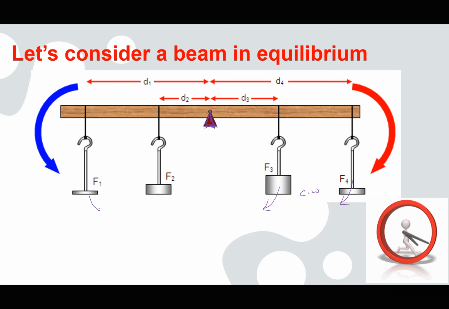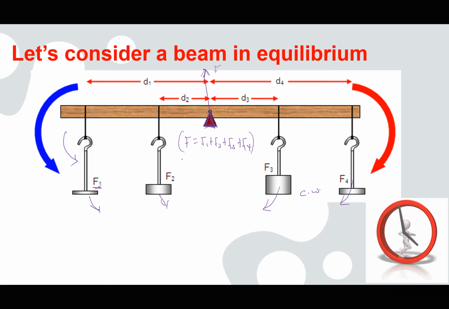And F1 is going to pull the beam in this direction. F2 is going to pull the beam in that direction. These are going to cause what we call anticlockwise moments. If the beam is in equilibrium, then we have said from the first condition, there must be a force acting at this point here, which means that force, if I call it F, should be the same as F1 plus F2 plus F3 plus F4, because the resultant force should be zero. However, if the resultant force is zero, we can now concentrate on the moments. The sum of clockwise moments, F1 is the force and this perpendicular distance is D1. So the moment is F1 times D1.